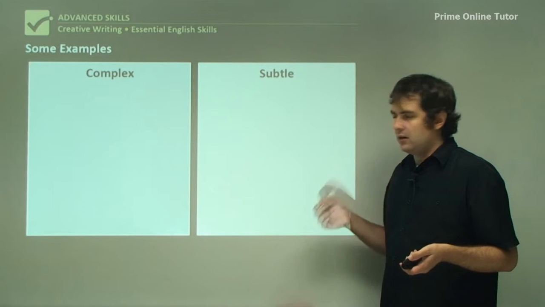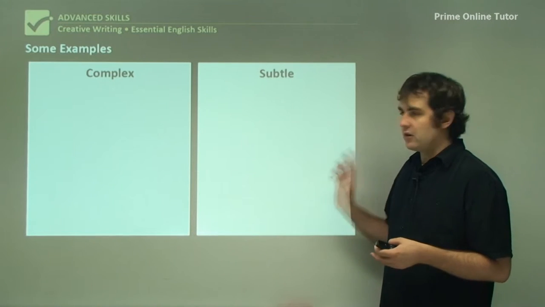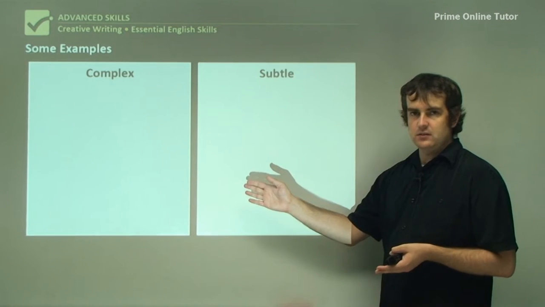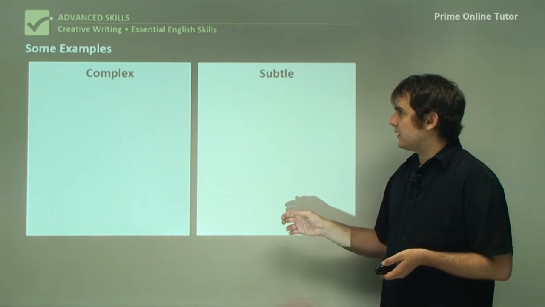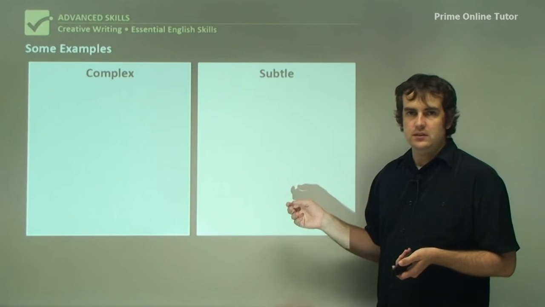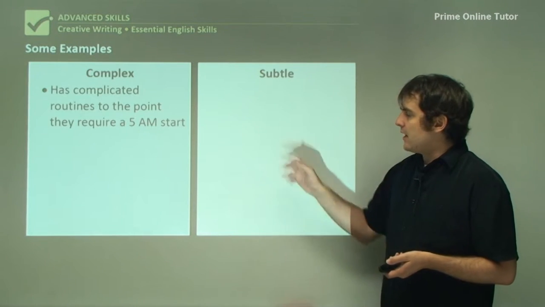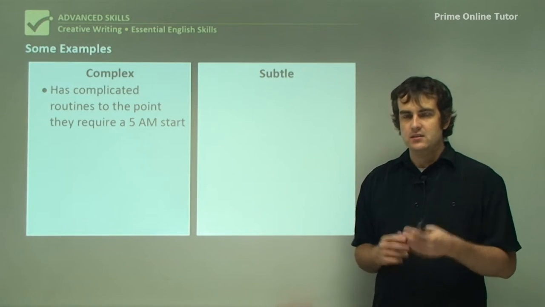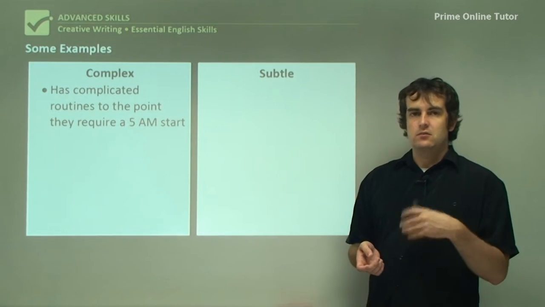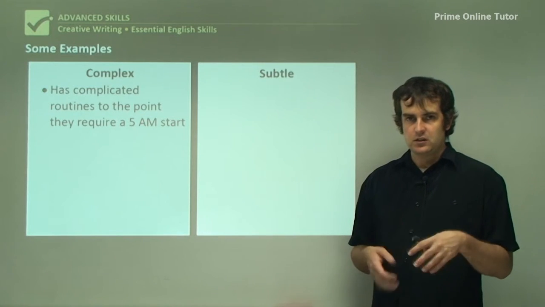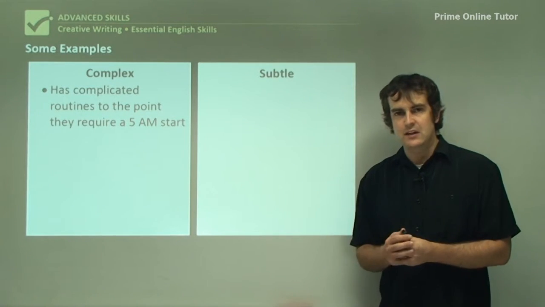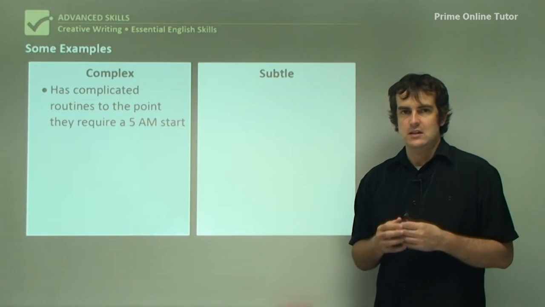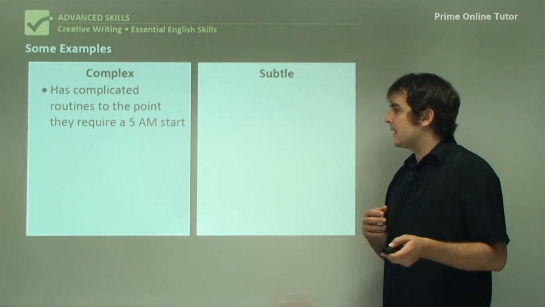Okay, now what we're going to do is a very quick characterization exercise where we're going to put some complex details down and some subtle ones. So to start with, let's look at some complex details that you can give a character. They have complicated routines to the point that they require a 5 a.m. start. Now this is a very big quirk, in that when you imagine someone getting ready in the morning, you imagine it maybe takes half an hour to an hour. If you have this really complicated routine that requires a 5 a.m. start, there's obviously something a little bit odd about them.